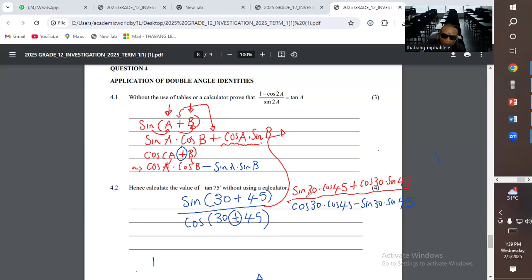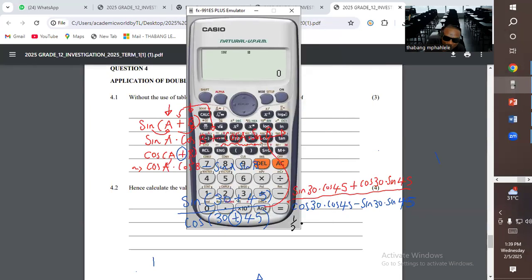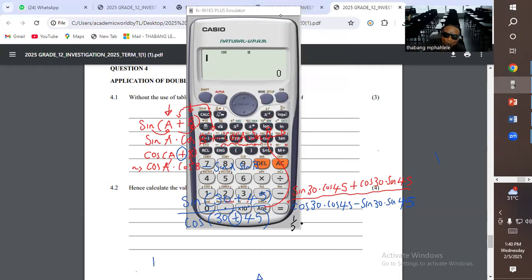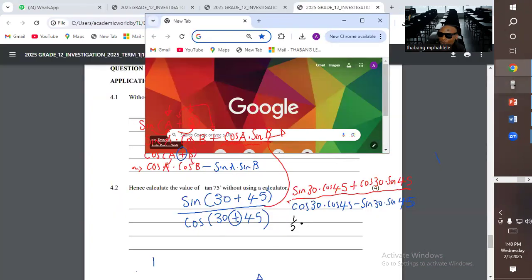Now, let me continue here. On my numerator, I know that sine of 30 is 1 over 2. So I'm going to say 1 over 2 times. You can even press your calculator: sine of 30 is going to give you 1 over 2. You just press it, even though they said solve it without a calculator, since they don't see you, you can press your calculator, guys.